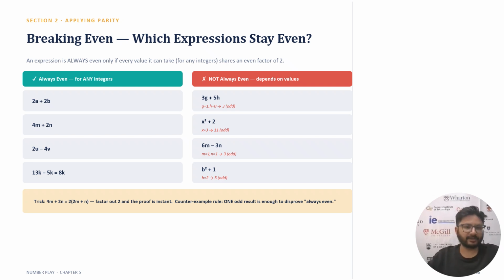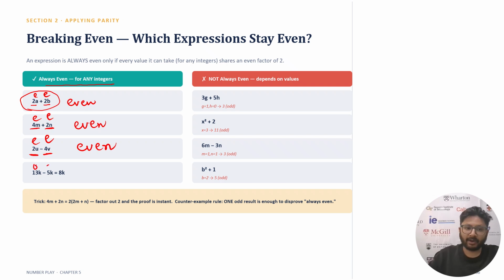Then moving on to the next part, again in the same category, which is parity, always even for any integers. As you can see, twice of something added to twice of something is always going to produce an even number. 4 times of something plus 2 times of something, always going to produce an even number. 2 times of something minus 4 times of something, always going to produce an even number. Why? Because this is even, this is even. Addition of two evens is even. Even minus even is even. Odd minus odd is even, right?